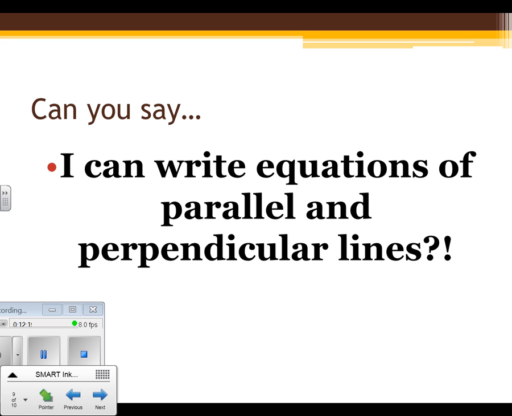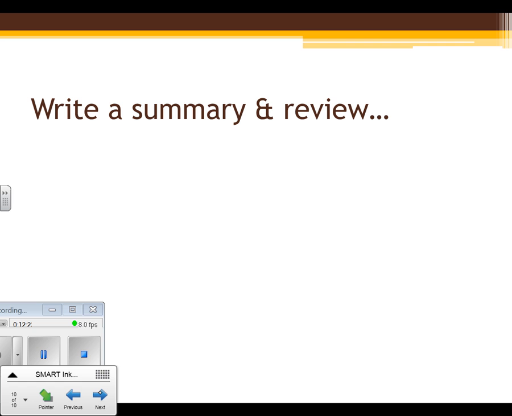So can you say I can write equations of parallel and perpendicular lines? Write a summary and review and be prepared with any questions for the work time in class.